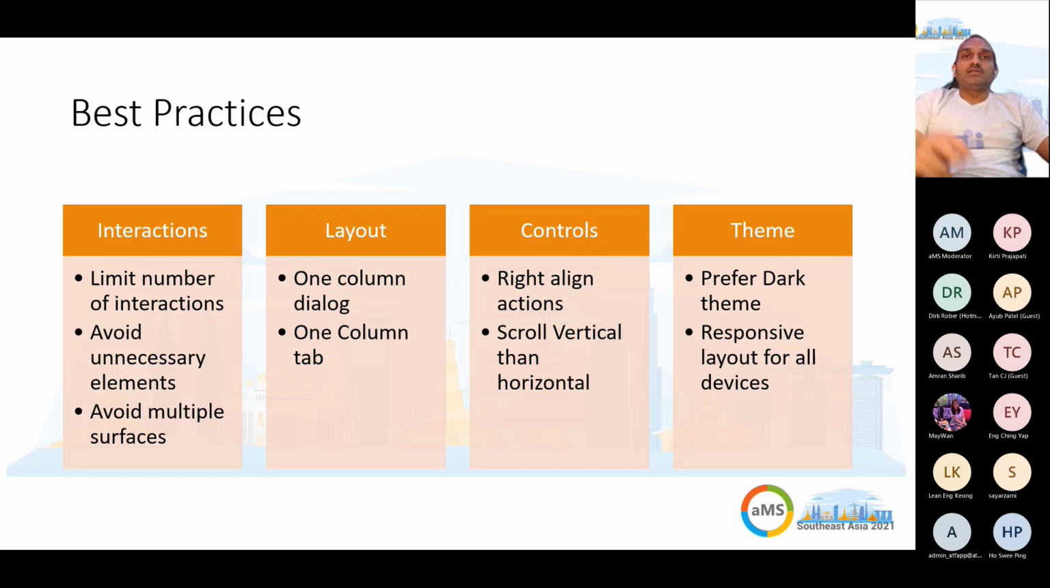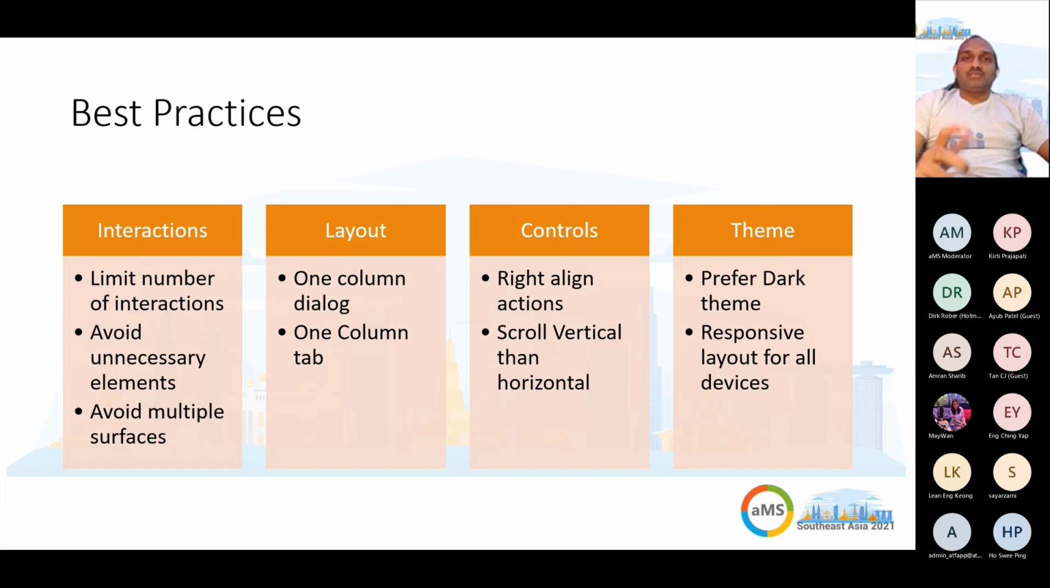Layout-wise, always stick to a one-column dialog and a one-column tab. Why? Because most of the time people will attend from a tablet or a phone. So if you have too many columns, it might fall down and there might be too much scrolling, and people might miss the information you want to show. So always prefer a one-column dialog and a one-column tab, then it becomes easy to accommodate in all the devices.